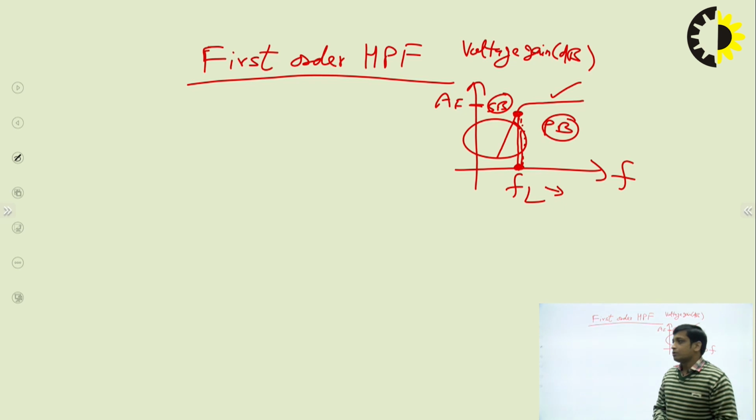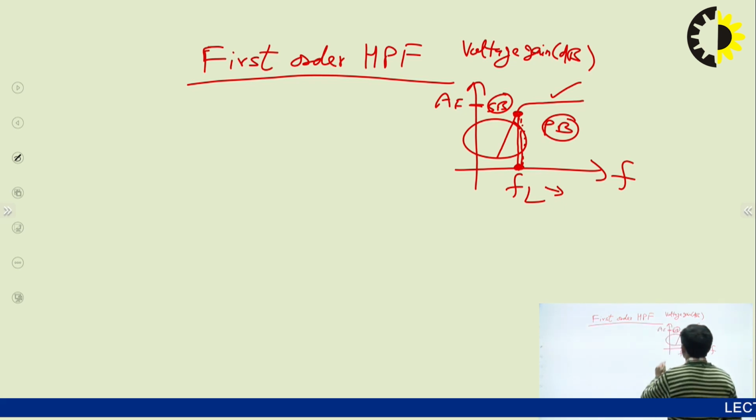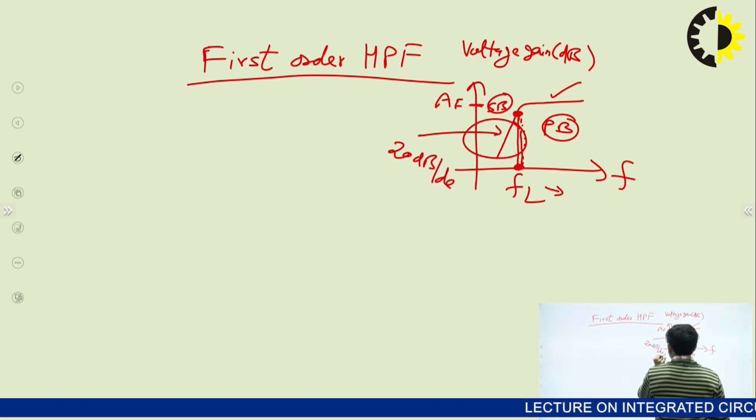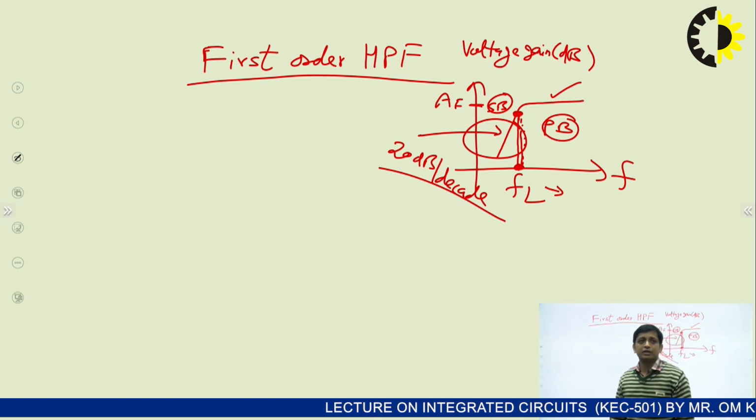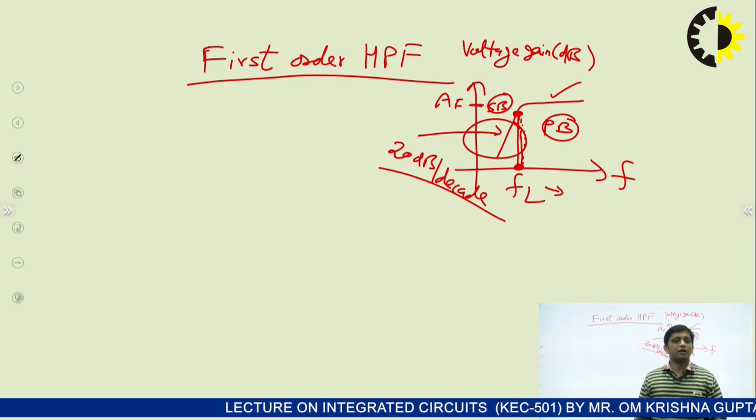Fine. As far as the roll-off rate is concerned, the roll-off rate is 20 dB per decade for the first order high pass filter, and for the second order high pass filter it is 40 dB per decade. Similarly, for the third order filter it is 60 dB per decade.